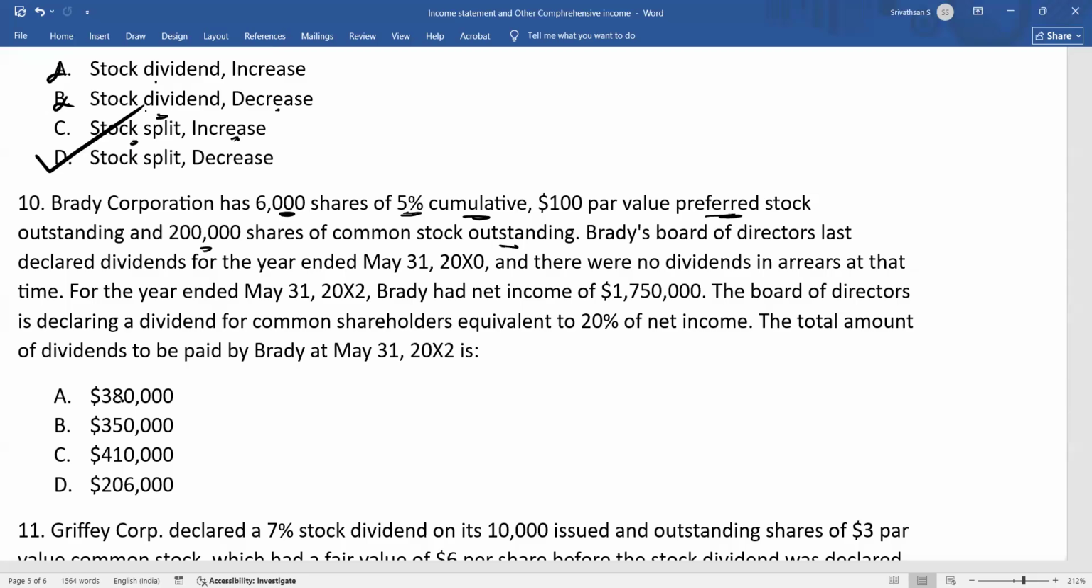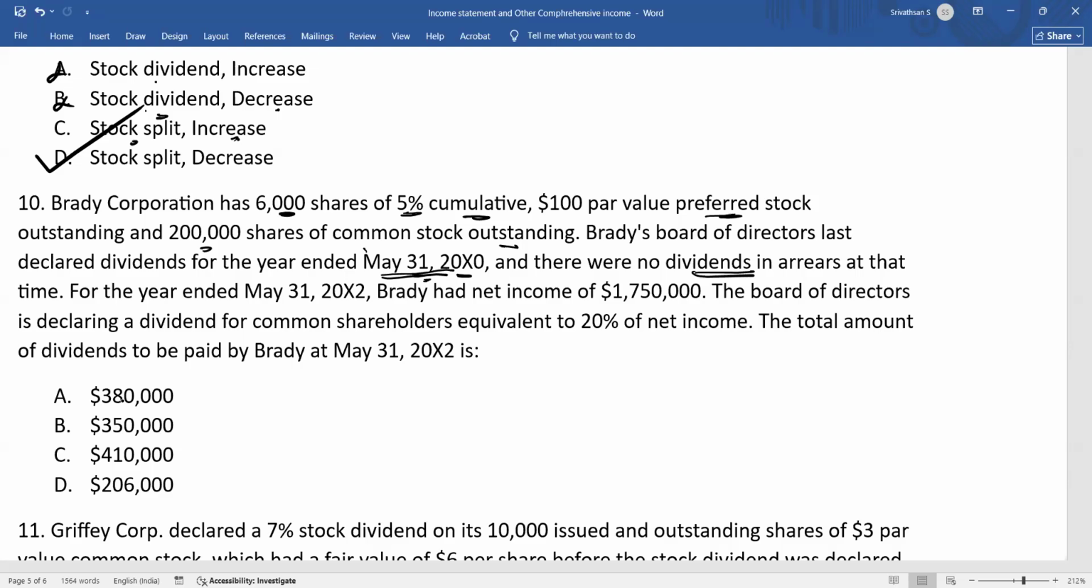Brady's board of directors last declared dividend for the year ended 31st May 2010. And there were no dividends in arrears at that time. So the board of directors of this company declared dividend on 31st May 2010. That was the last date on which they declared dividend. After that, they did not declare any dividend. And on this particular date, there were no dividends in arrears, which means the company did not have any outstanding dividends.